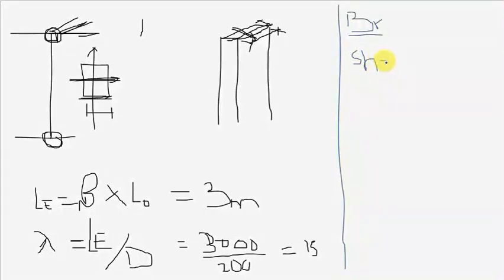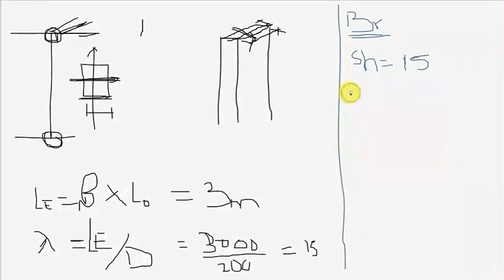If the effective length divided by the dimension responsible for bending is less than or equal to 15. So if it is greater than 15, then this column, that is for braced, if it is greater than 15, is called a slender column.